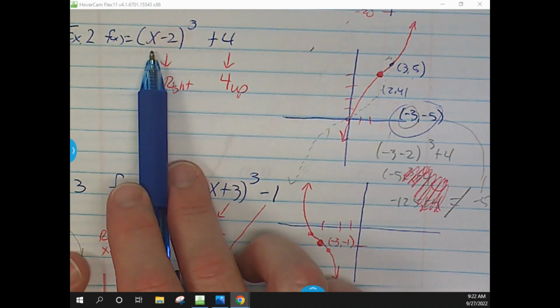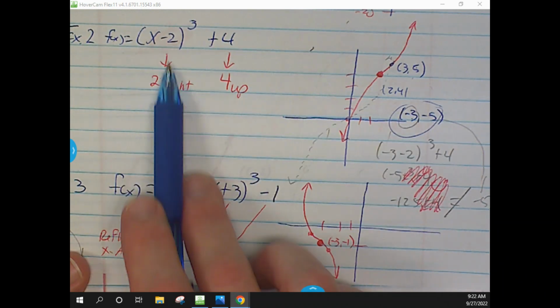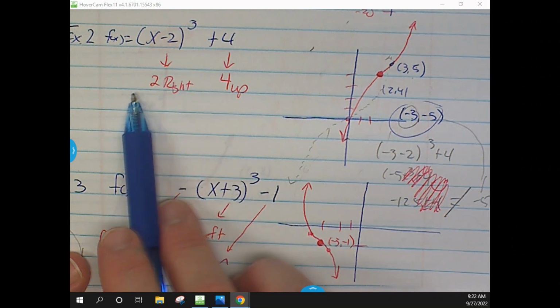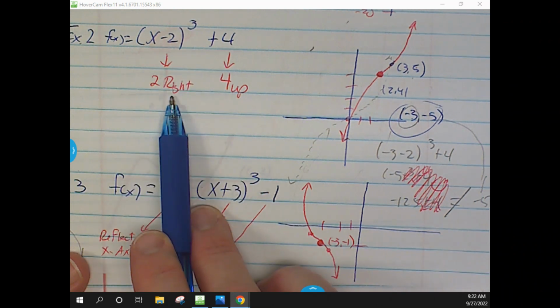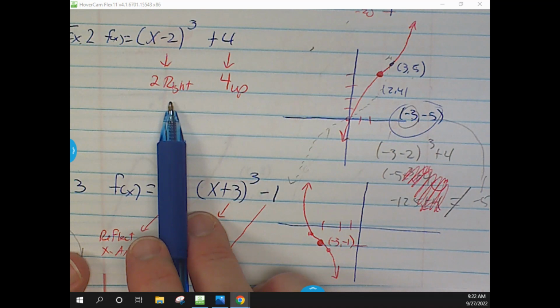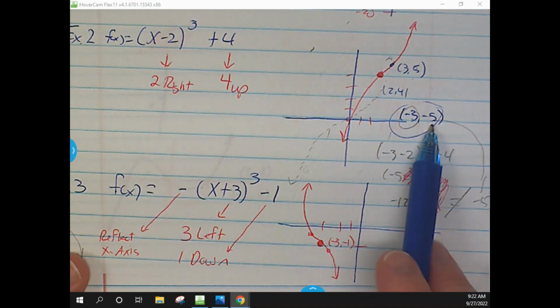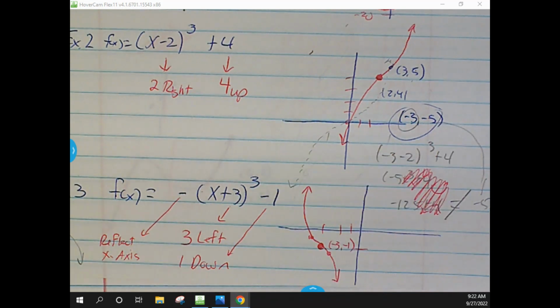But if we plug in -3, it's negative 3 minus 2, which is negative 5. If we cube negative 5, that's negative 125. Plus 4 would be negative 121. So it's not negative 5, so in that case it wouldn't have symmetry.